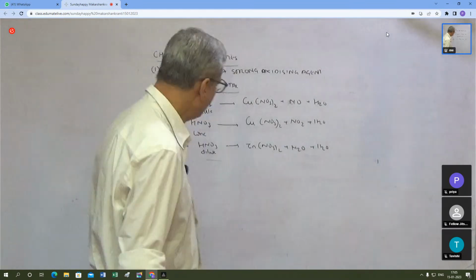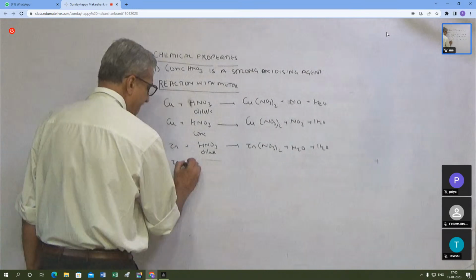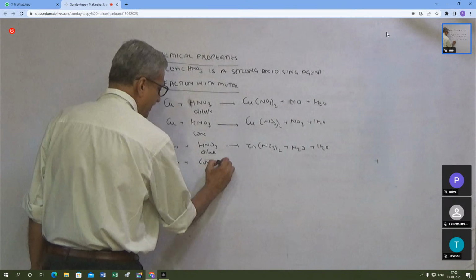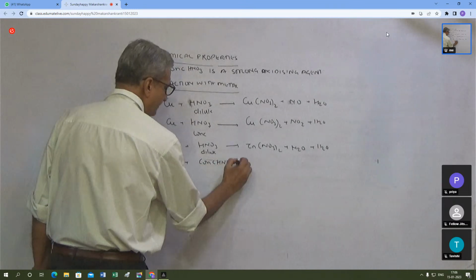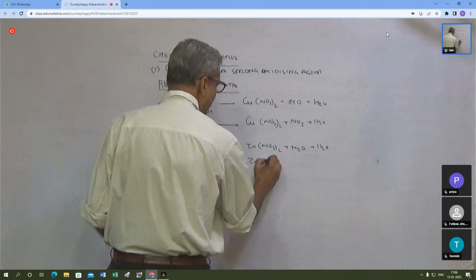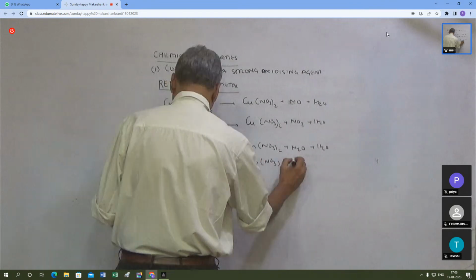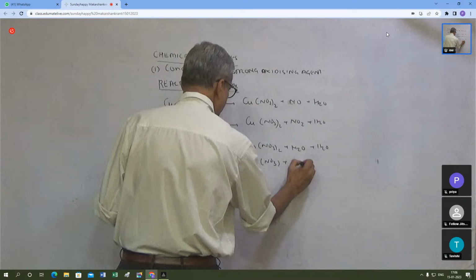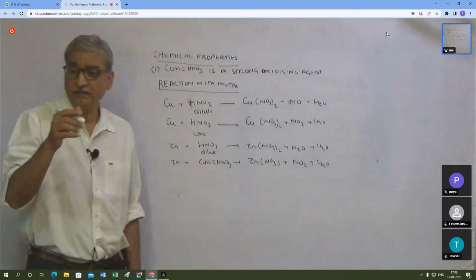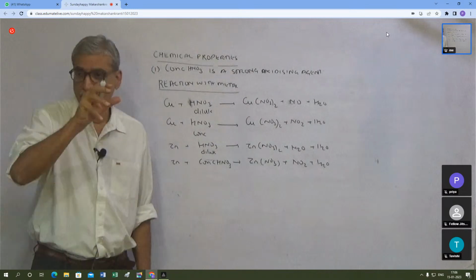Here, zinc reacts with concentrated nitric acid. What does it form? It forms zinc nitrate plus nitrogen dioxide plus water. There's one very common, very odd question which is asked.